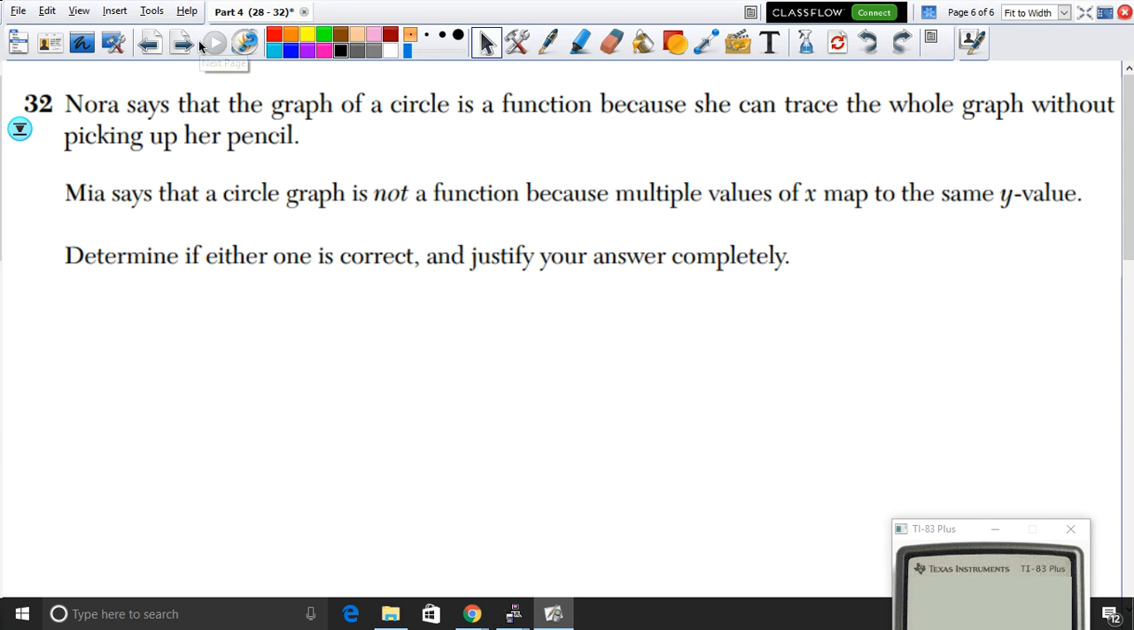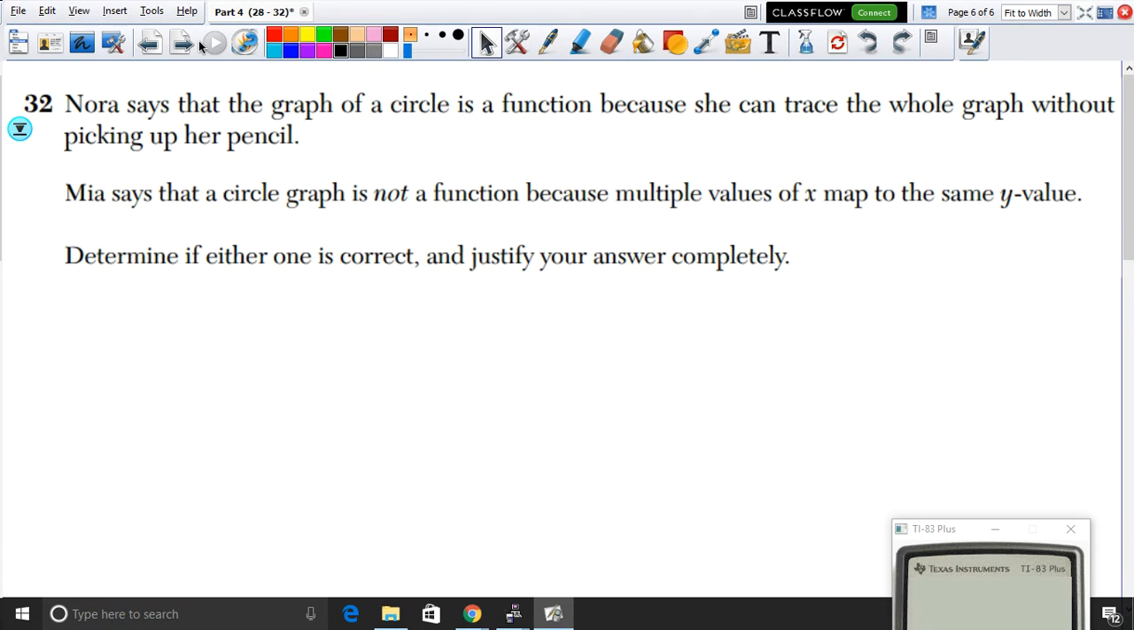All right, so here it is, example 32. Now here in example 32, they're saying Nora says that the graph of a circle is a function because she can trace the whole graph without picking up her pencil. Okay. Mia is saying that the circle graph is not a function because multiple values of x map to the same y values. Okay, well, that's interesting. Now, our job is to determine if either one is correct, and we need to justify our answers completely.